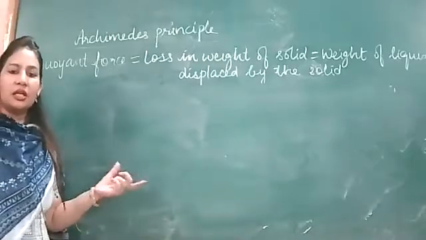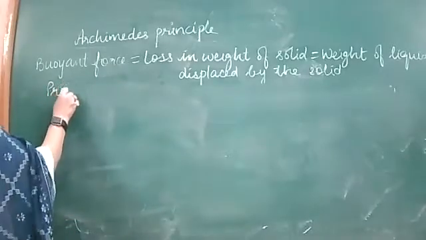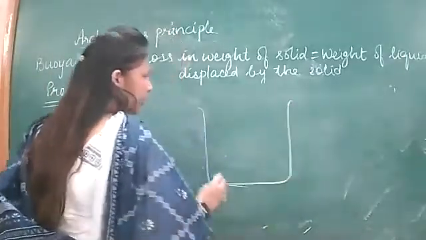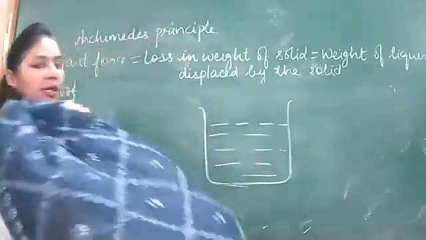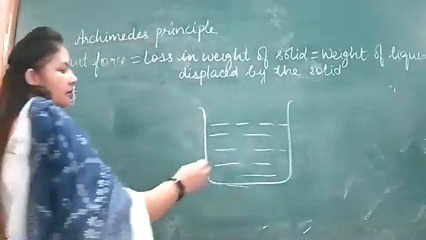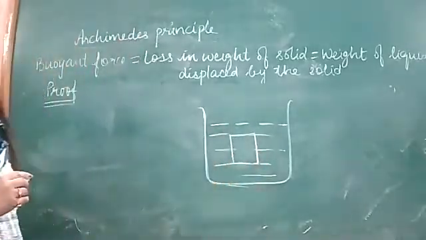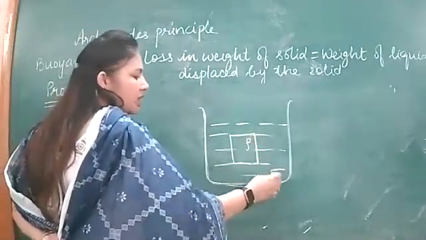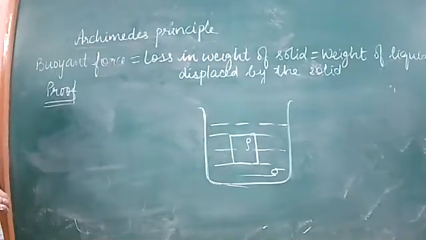Now, mathematically using the concept of pressure, we are going to derive this. So, proof. Let us do the proof now. Suppose we have liquid in a container, and there is an object of mass m inside it. This is a solid of mass m. The density of the solid is rho and the density of the liquid is sigma. Note it down.